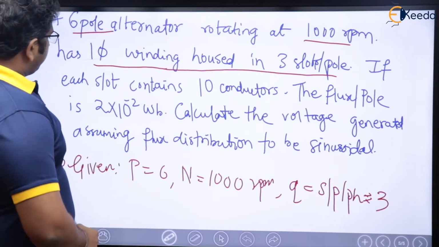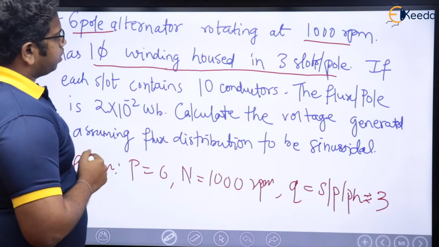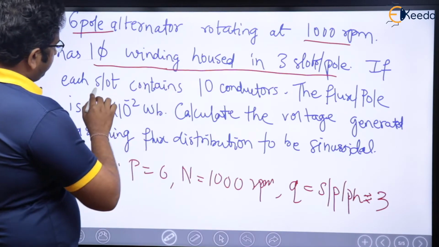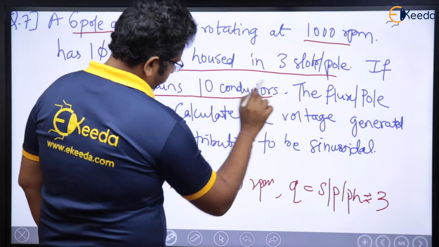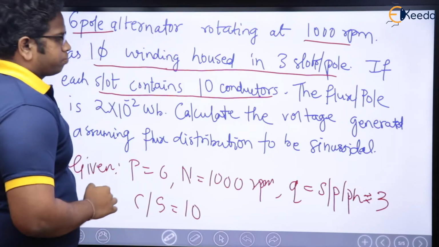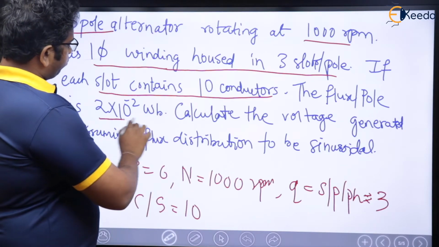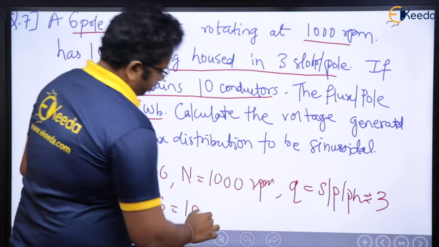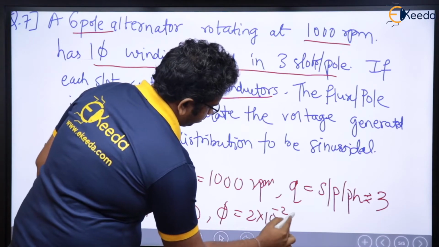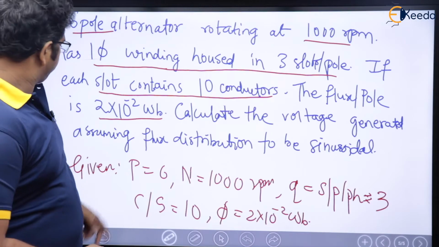Slots per pole per phase is going to be 3. Right? Now see here. If each slot has 10 conductors, what are the total number of slots? Total number of slots is not given, but they are saying that each slot contains 10 conductors, which means conductors per slot is going to be 10. Getting my point? The next is what? Flux per pole is 2 into 10 to the power minus 2 Weber. Let me write flux phi equal to 2 into 10 to the power minus 2 Weber. Right?